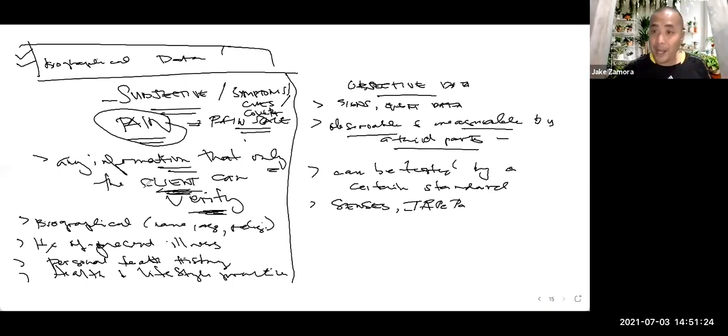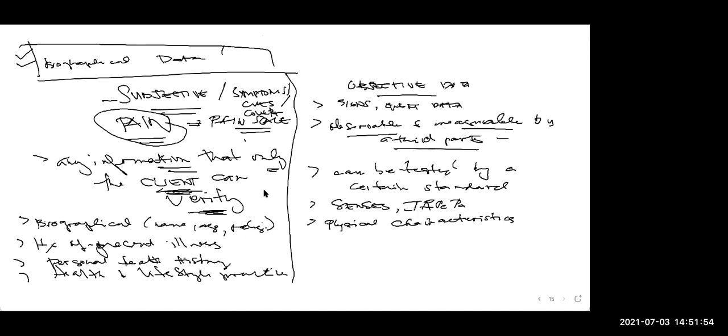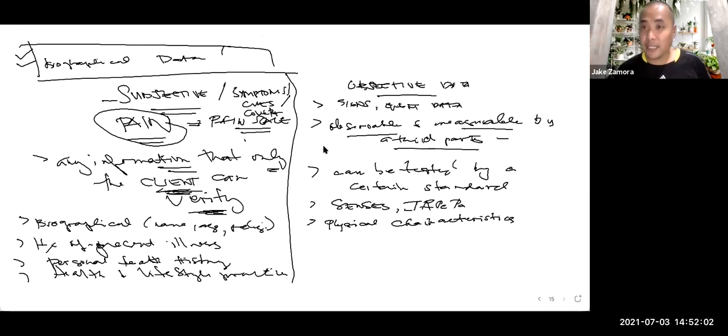So, ano yung mga kasama sa objective data natin? Okay, one. Physical characteristics. So, anong ibig sabihin yan? Skin color. Skin color falls under your physical characteristics. So, can you observe skin color? Yes, po, sir. So, subjective, objective siya? Objective po. Physical characteristic, posture.